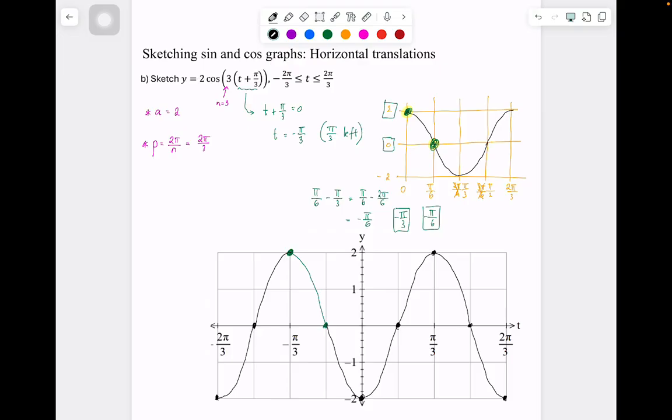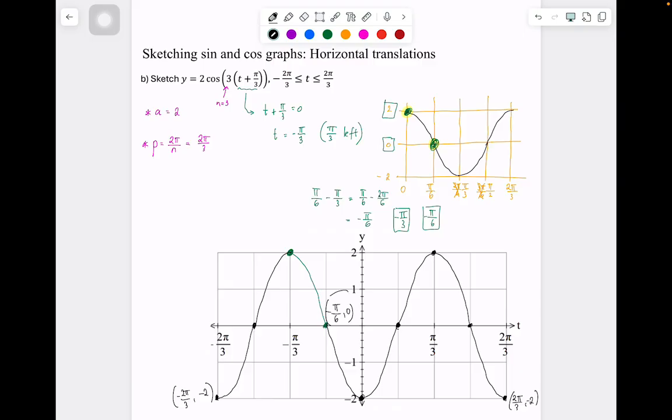Once you've sketched your graph, don't forget to label in the endpoints. So we have negative 2 pi on 3, comma, negative 2. We have positive 2 pi on 3, and negative 2 again. And then we have our x and our y intercepts. So this one here is halfway between negative pi on 3 and 0, which is negative pi on 6.